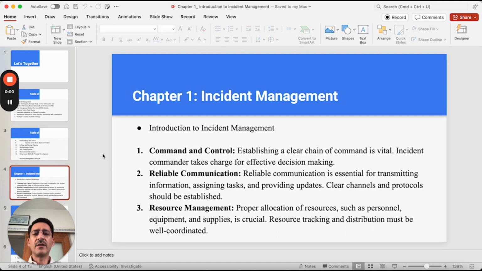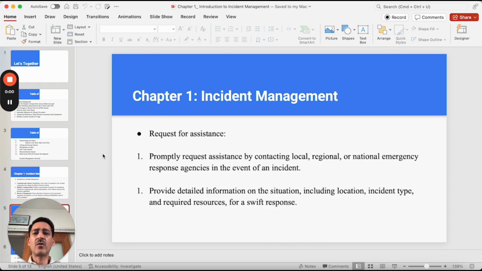Reliable communication. Reliable communication is essential for transmitting information, assigning tasks, and providing updates. Clear channel and protocol should be established. Resource management. Proper allocation of resources such as personnel, equipment, and supplies is crucial. Resource tracking and distribution must be well coordinated.